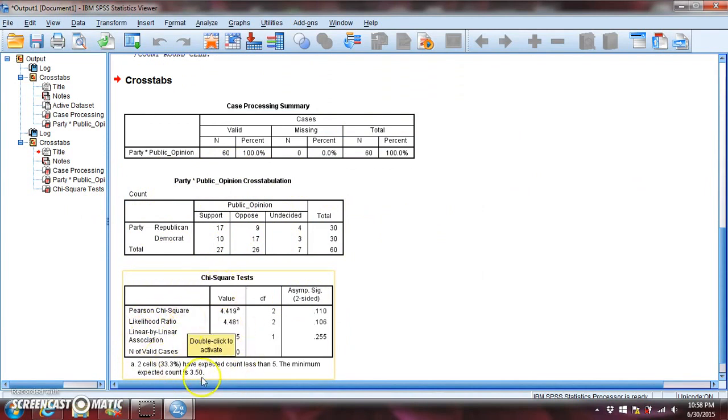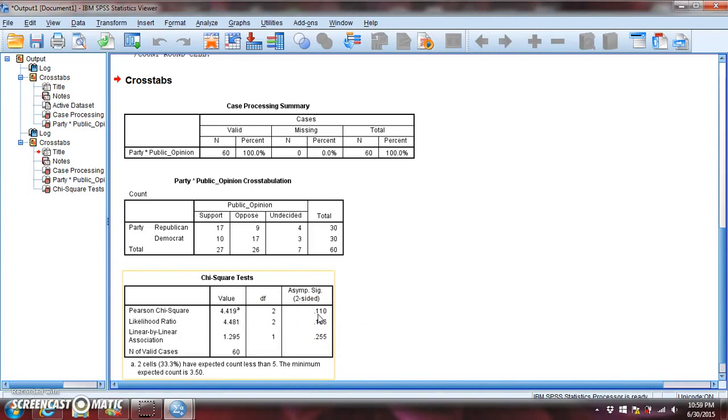The values that we really are interested in are the values in the first row. That is your chi-square test of independence for these two variables. It is testing whether or not there is a significant relationship between party and public opinion. And what we can see is that we actually have a non-significant test. This p-value of 0.11 is not smaller than 0.05, suggesting that it's not a significant test.